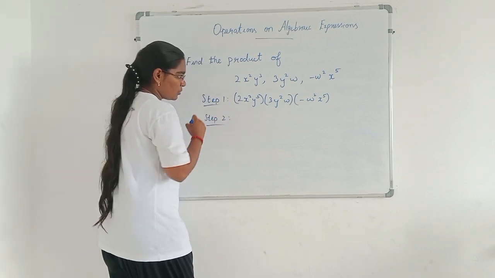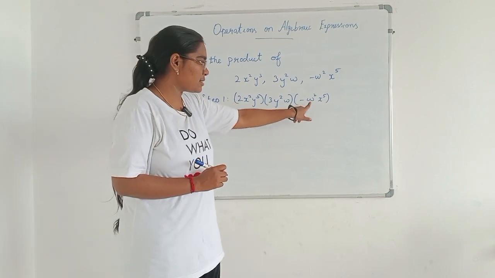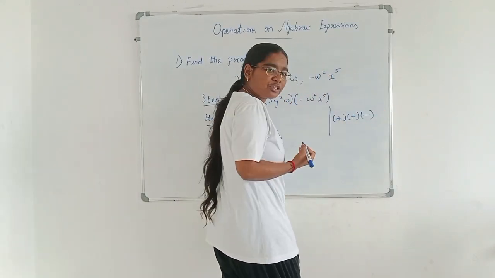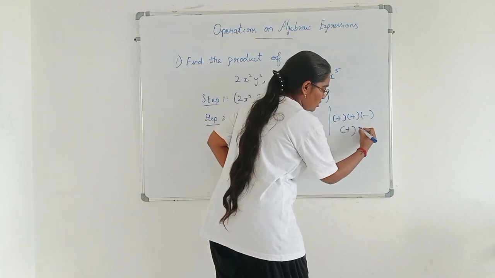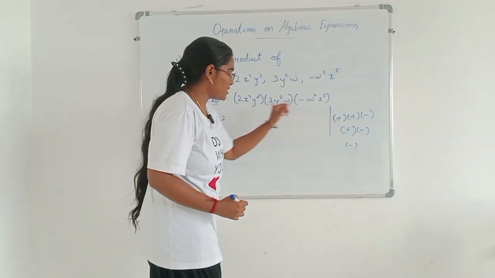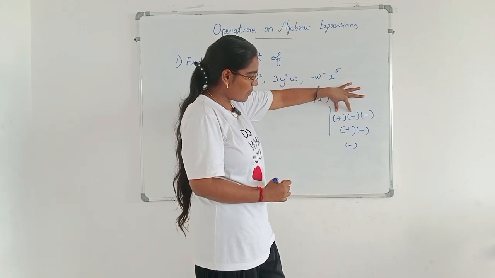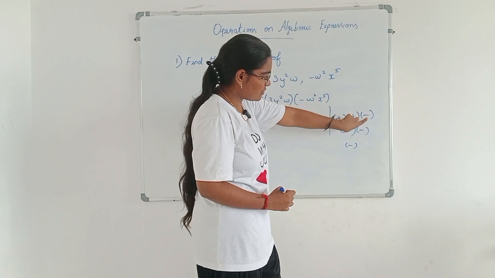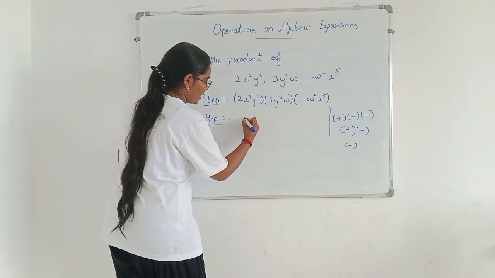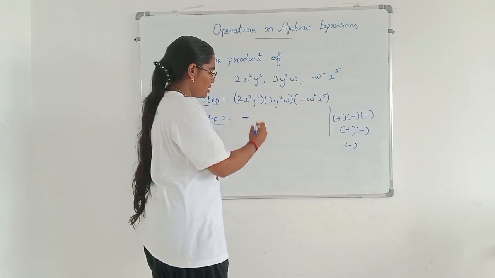Next step number 2. Here consider those signs. This is plus, this is plus, this is minus. So plus into plus, plus. Plus into minus, minus. So here the signs are plus, plus, minus. So first we are multiplying these two, plus into plus, plus. Again this plus with this minus. So plus into minus, at last minus.